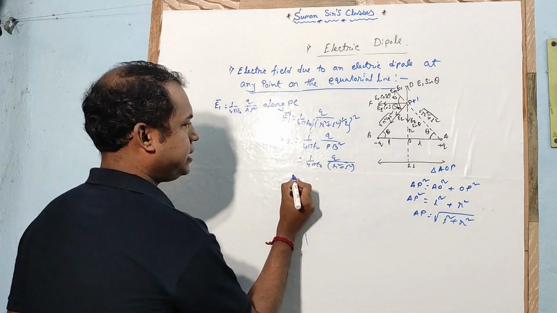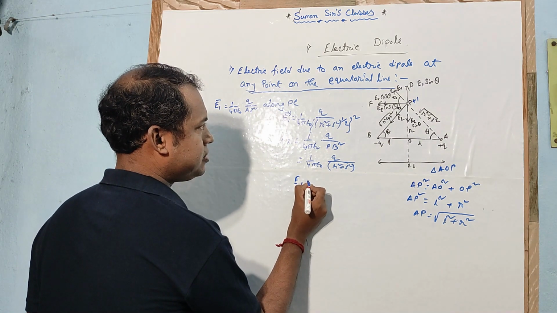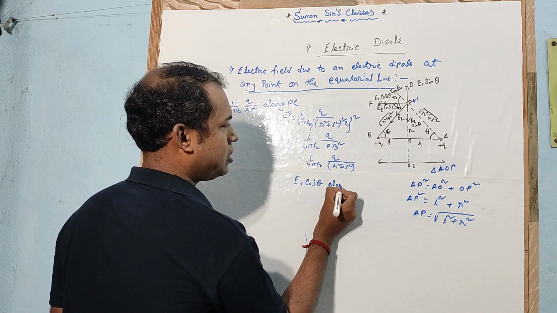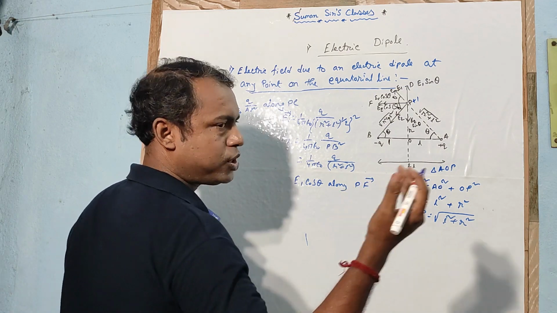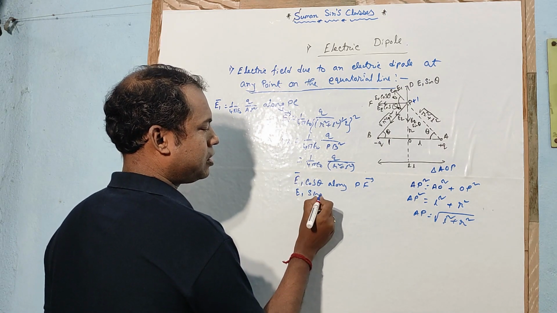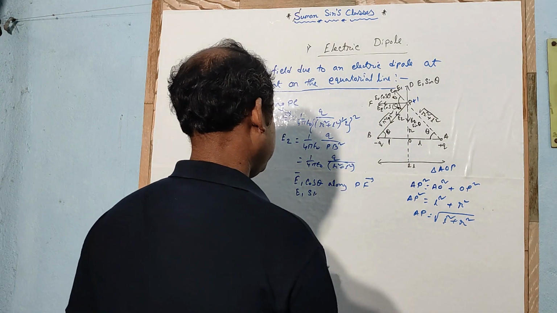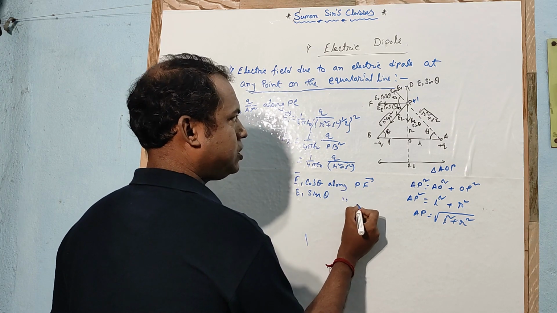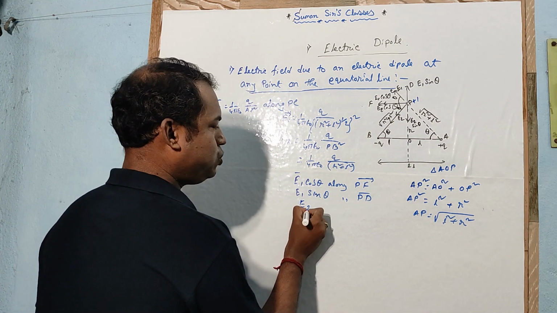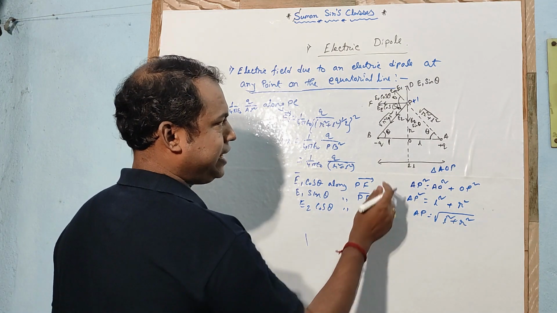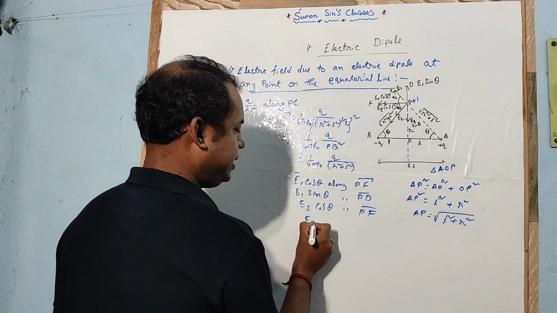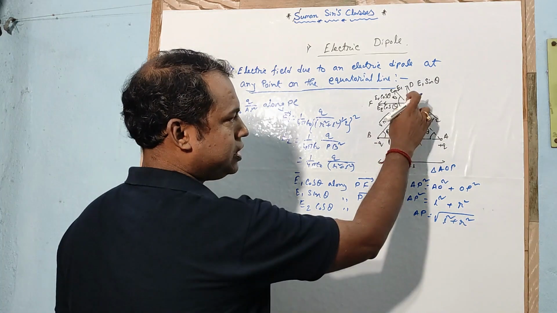So what are the fields? That is E1 cos theta, acting along the direction PF. We want to find out how many fields are acting in this case. Next, E1 sin theta along the direction of PD. Next, E2 cos theta, acting along PF again, and E2 sin theta, acting along the direction of PO.